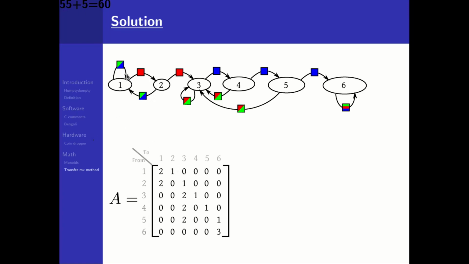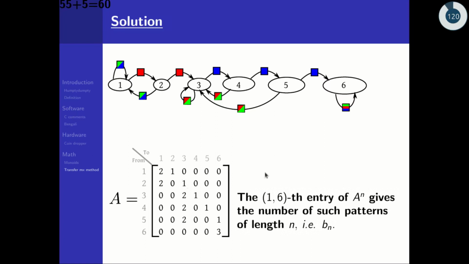Let's quickly see. From 1 to 1, I have 2 self loops since I have this thing. Similarly, I have this 3 which says from 6 to 6 you have 3 self loops, and from 2 I can go to 3 in only one way, like this. So I just immediately write down this transfer matrix. And then what do we do? I have to find A to the power n and look at the (1,6) entry.